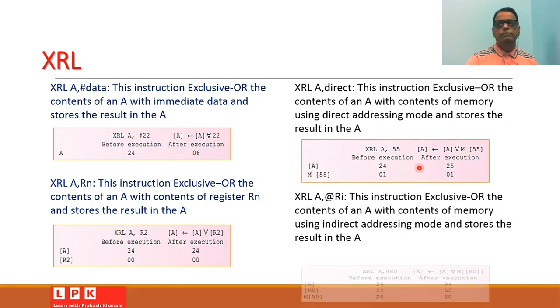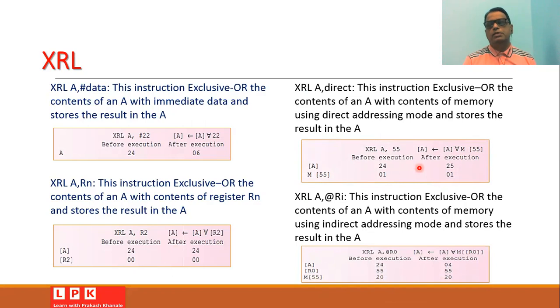Another form of this exclusive OR is exclusive OR A comma at RI. That is, the content of A is exclusive ORed with the content of memory using indirect addressing mode. For example, if we write XRL A comma at R0, and A has 24, R0 has 55, and memory location 55 contains 20, then after the execution of this instruction, we will get 04 in the accumulator.